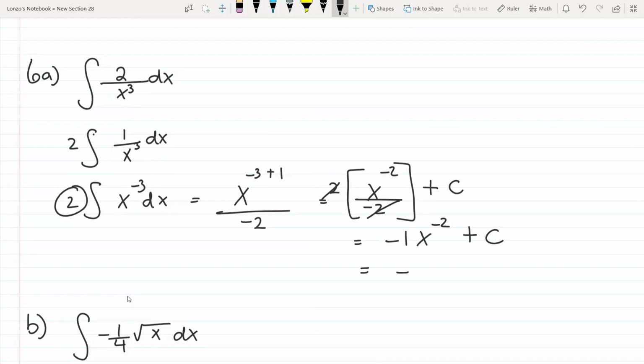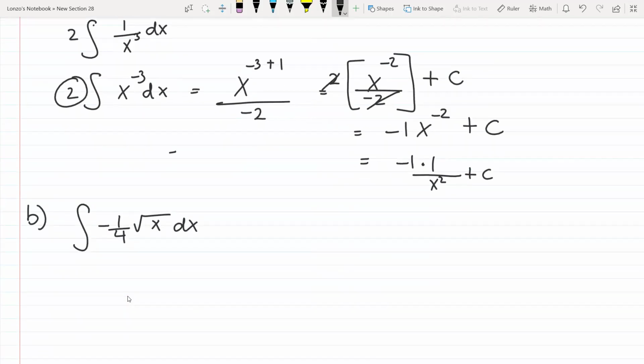-1 x to the -2 would be, as a positive power, x to the -2 would be 1 over x squared. So that would be -1 over x squared plus c.